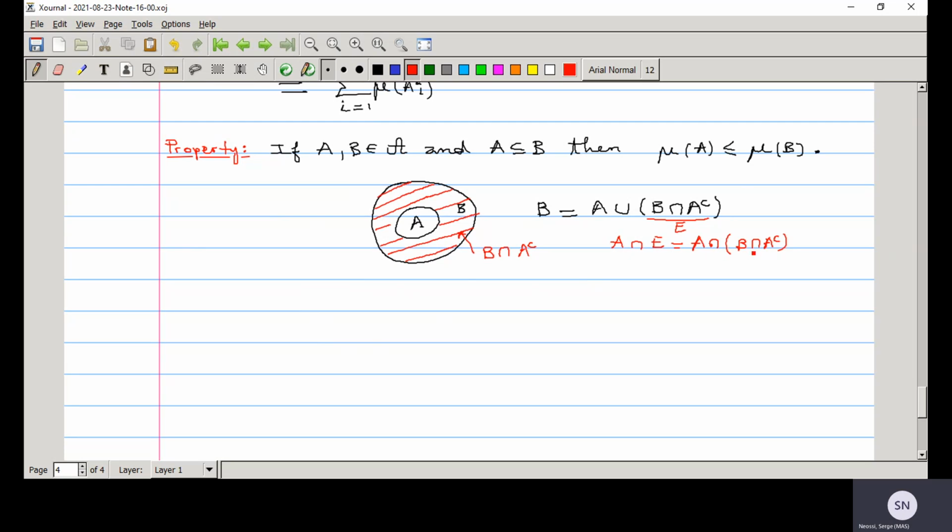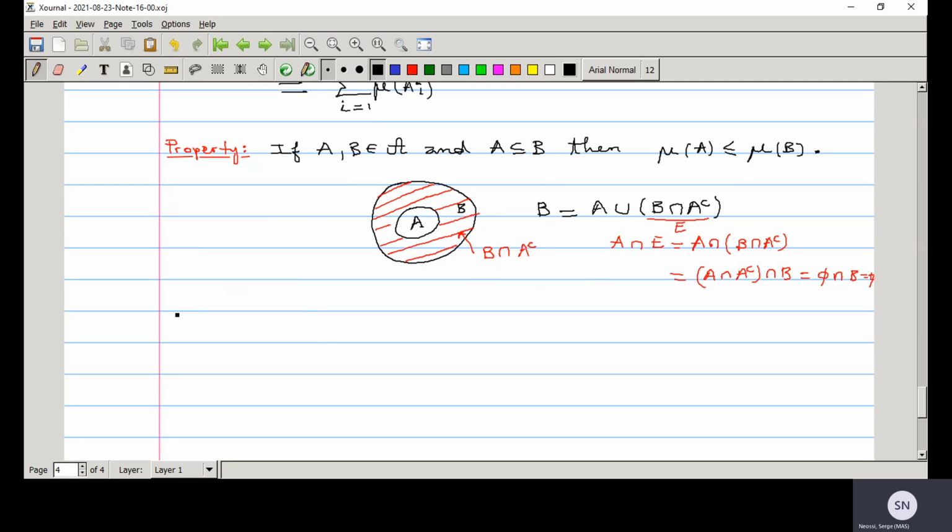We know that intersection is commutative, so I can change these two positions. Therefore, this will be A intersection A complement, intersection B, and this is the empty set. So that will be the empty set intersection with B, which is still the empty set. So it's empty.